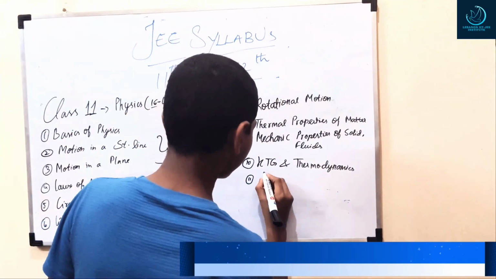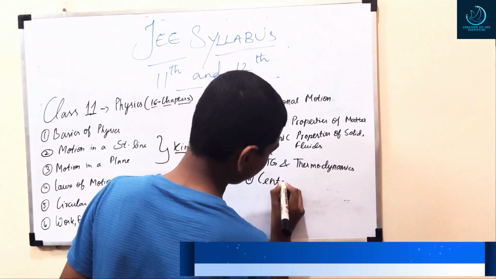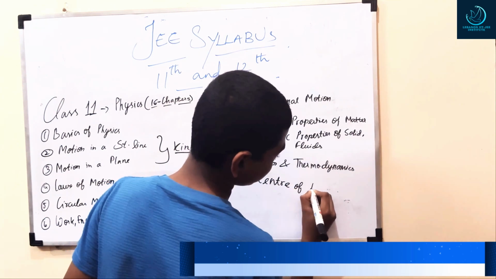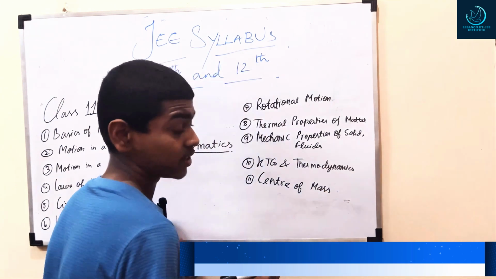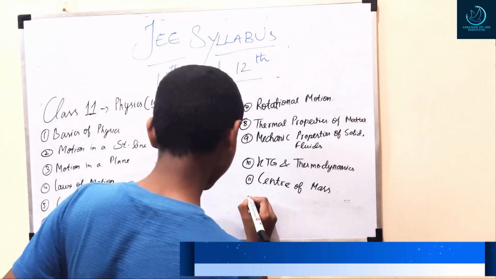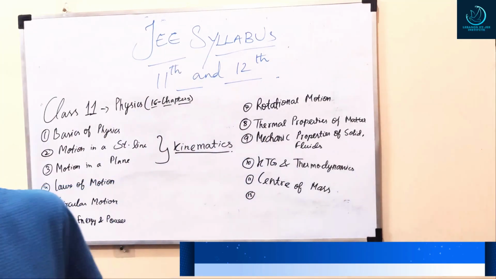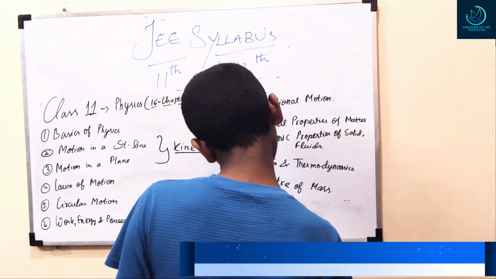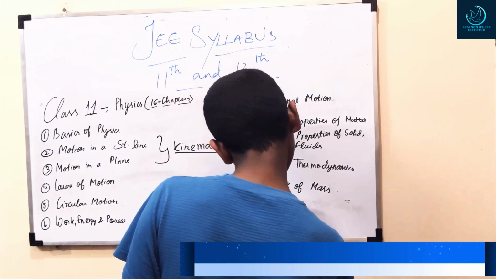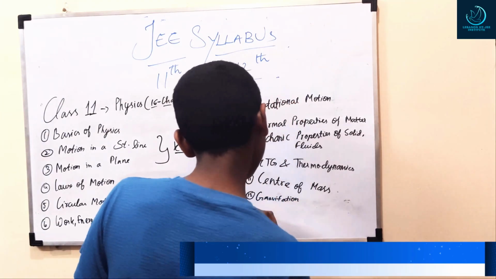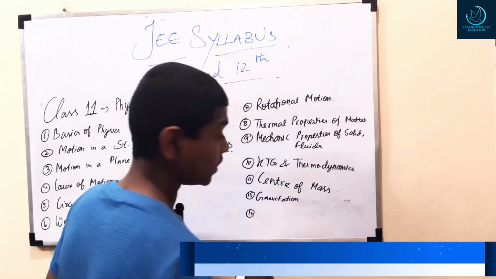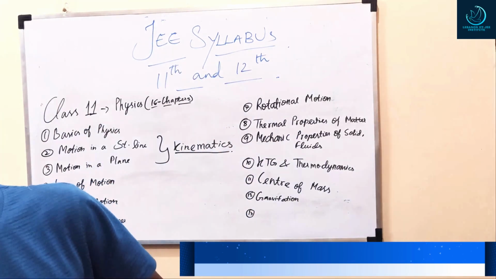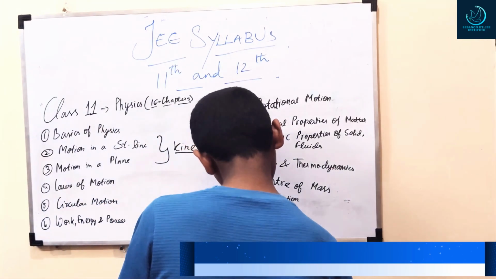11th one is center of mass. Okay. This is super easy. 12th one is gravitation. Gravitation. 13th one you're going to see is kinetic theory of gas.